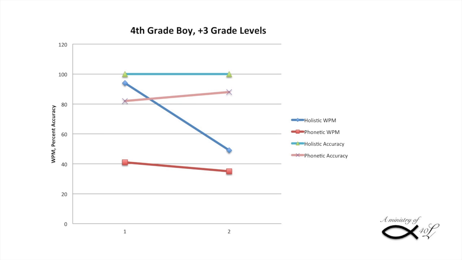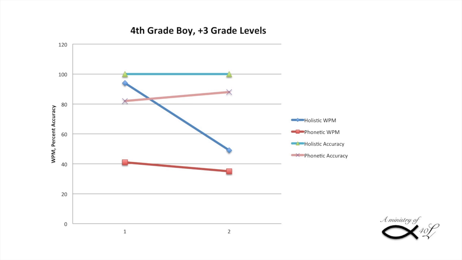His holistic words per minute started at 94, and this is the dark blue line there, and ended at 49. But his phonetic accuracy went from 82% to 88%. His slowdown improved from 56% to 29%.